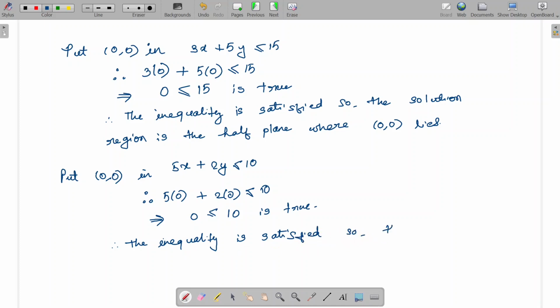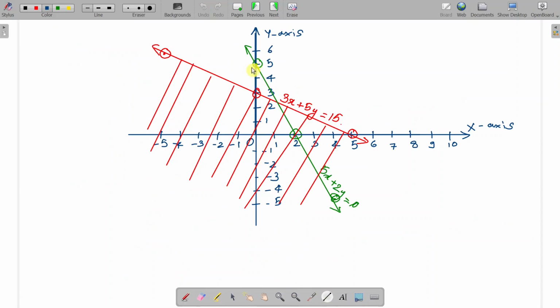So the solution region is the half plane where 0, 0 lies, right? So the solution region for this line is here.